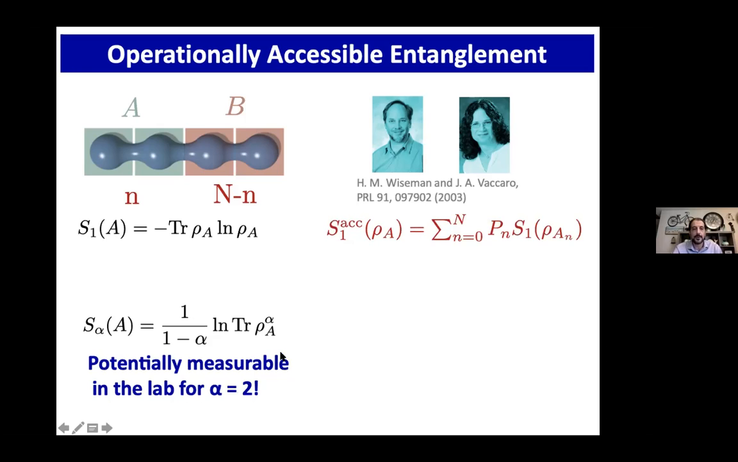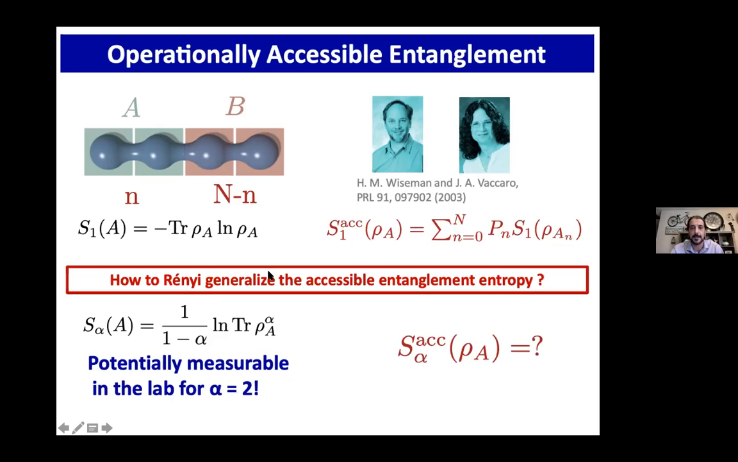So for example, for alpha 2, we know that we can calculate or measure experimentally S2, but we want to have S2 accessible. So what is the S alpha accessible form and how does it look? One might expect that one can simply plug in S alpha here and do the average. It turns out that's not the case, as we're going to see. Doing this will violate some restriction on the accessible entanglement.